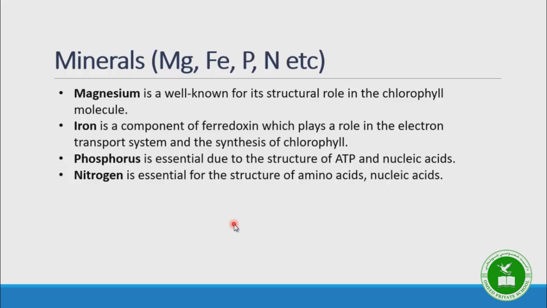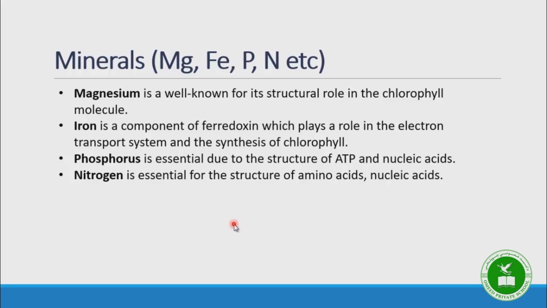In the structure of the chlorophyll, we studied that magnesium is important for the structure of the chlorophyll. It was well known for its structural role in the chlorophyll molecule. And then iron. Iron is a component of ferredoxin. Ferredoxin plays an important role in the electron transport system and also in the synthesis of chlorophyll.